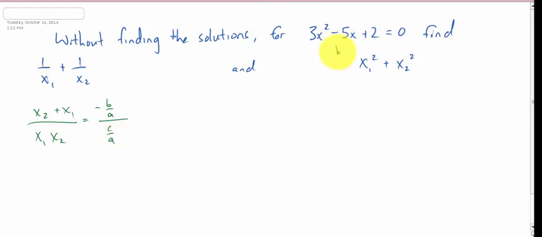So b is negative 5, c is 2, and a is 3. Now notice they're both over a, so those go away. They will cancel out when we're done here. They'll divide out. So b is negative 5, opposite of b would be 5, over c, which is 2. There we are.